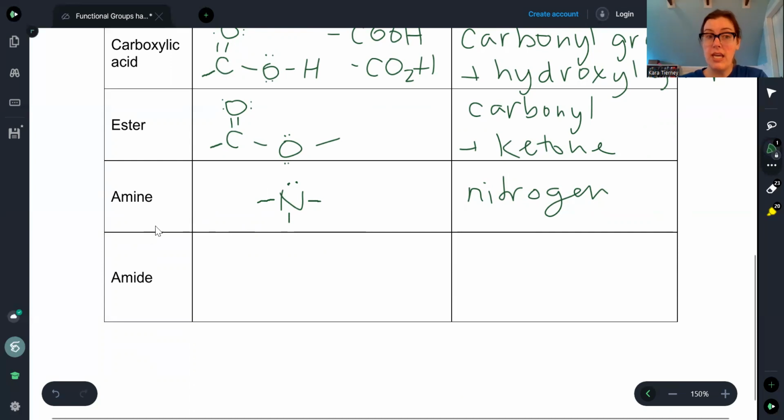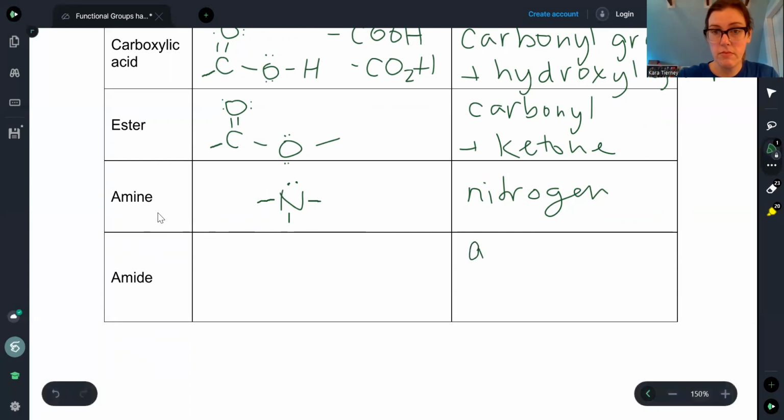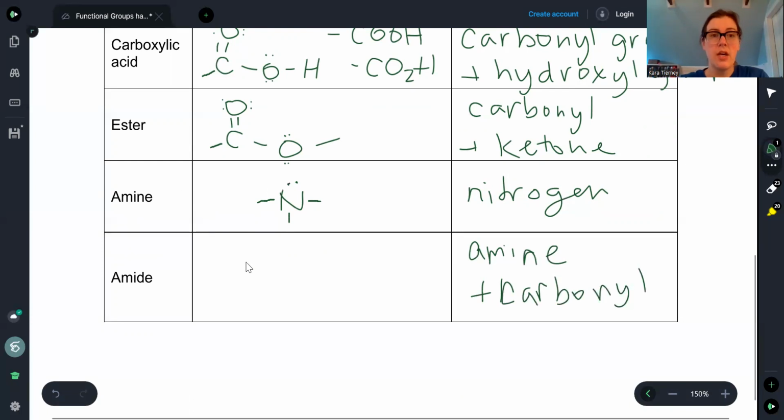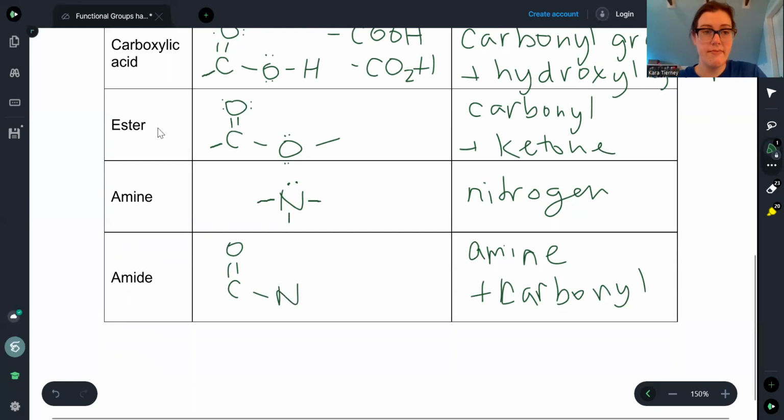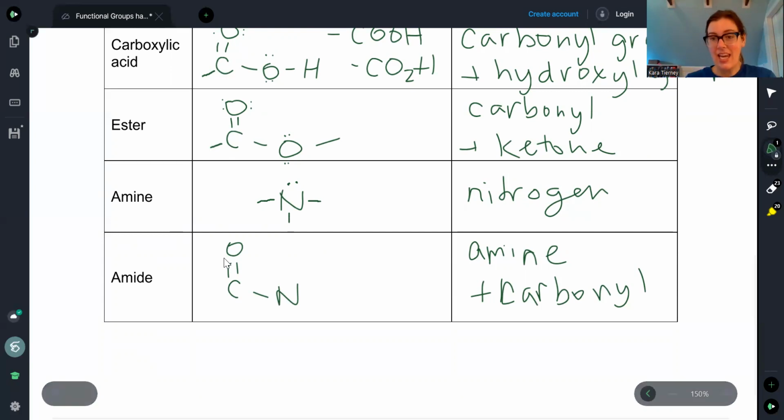Now, similar to an amine, and in fact containing an amine, is this guy right here. We've got an amine, and then we're going to add to it a ketone or a carbonyl group. We've got a carbonyl with an amine. So let's draw our carbonyl. That's the C double bonded to an O. All right. And then we've got a nitrogen coming off of that. That is an amide. Amides contain amines.